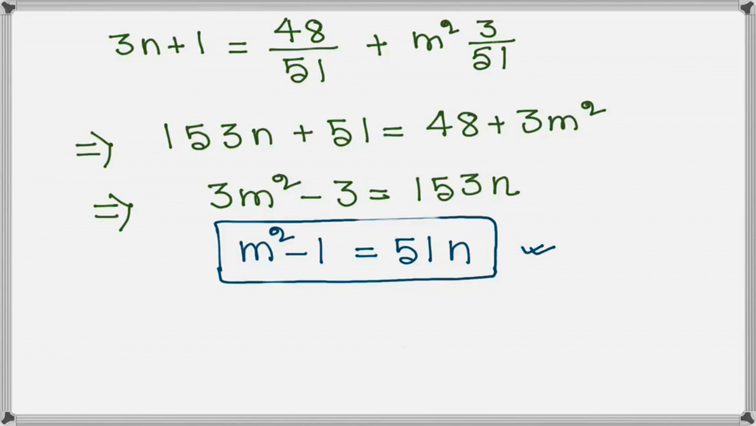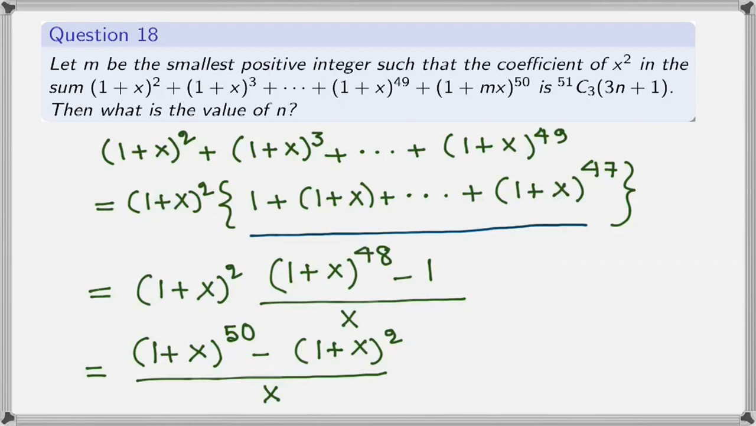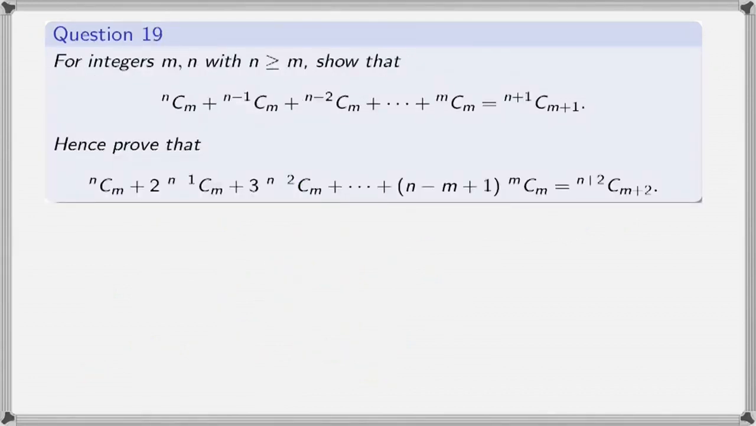Taking m is equal to 1, we can see that we get n is equal to 0, and for m is equal to 1 and n is equal to 0, this equation holds true. So, we can take the choice of m to be 1. So, the value of n is equal to 0. So in the given question we find out that the value of n is equal to 0. We now look at the following question.